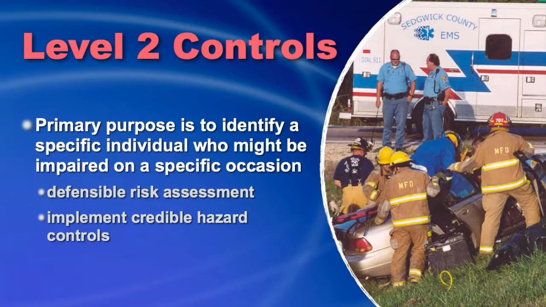There are two elements to a level 2 control. The first is that we need to have a legally and scientifically defensible principle on which to base the risk assessment. And second, we must be able to implement credible hazard controls in order to manage the event. In many organisations, the initial response to somebody being unfit for work is to suggest that it is inappropriate for them to work and therefore they will not work on that particular occasion. We think that that is not necessarily the appropriate strategy.